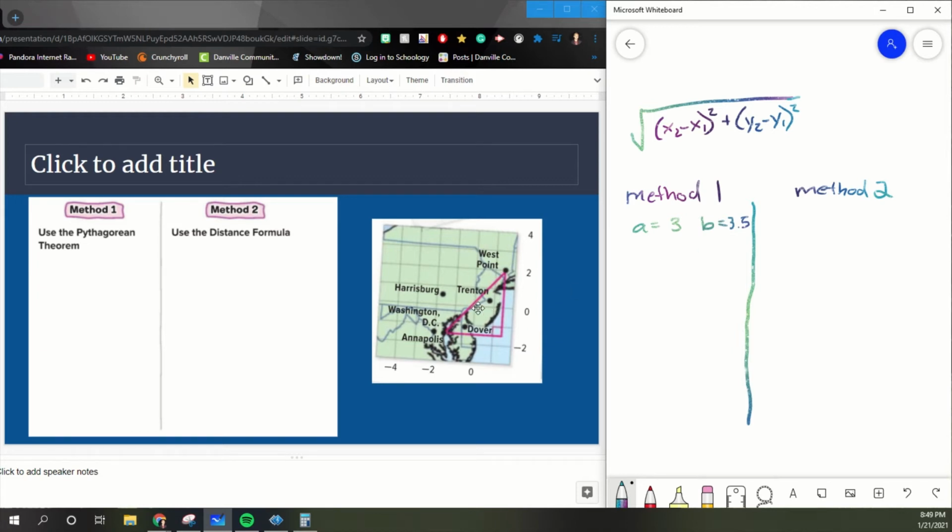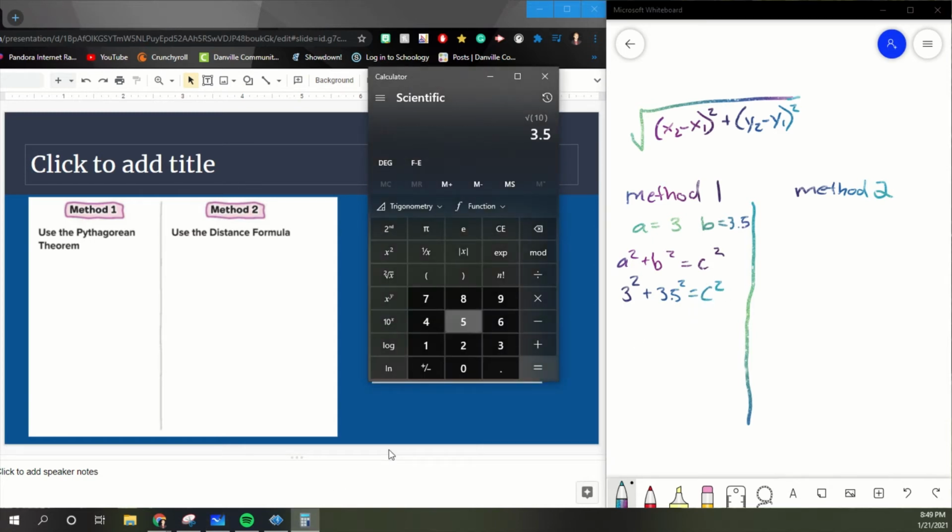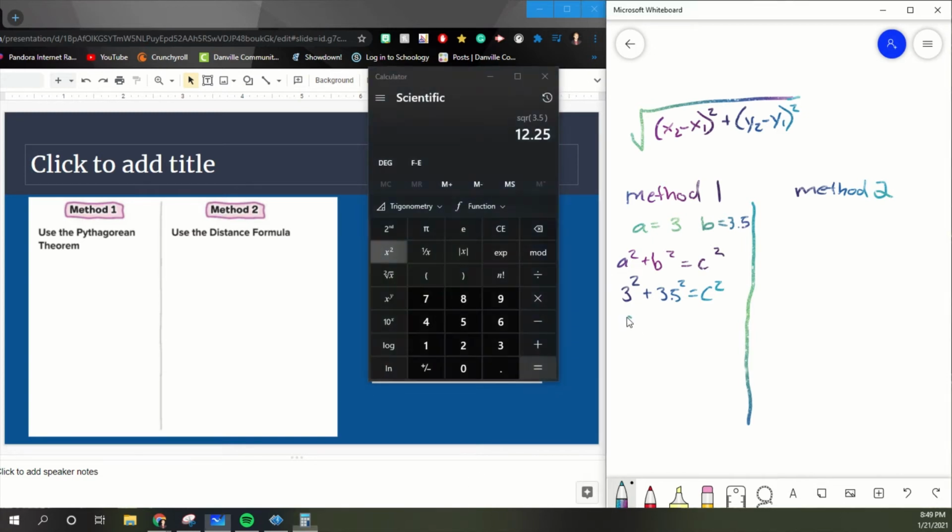So now we have all the information we need for solving the Pythagorean theorem. We have a squared plus b squared equals c squared. So I have 3 squared plus 3.5 squared is equal to c squared. If you don't know what 3.5 squared is, go ahead and plug it into your calculator like I'm doing now. And you get 9 plus 12.25 is equal to c squared, which is 21.25 is equal to c squared.